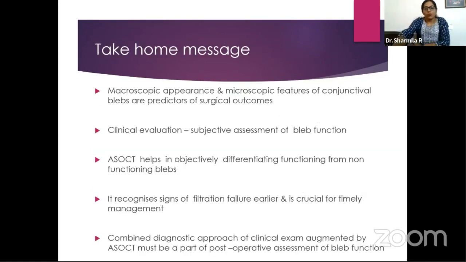So the take-home message here would be that the macroscopic and microscopic features of conjunctival blebs are predictors of surgical outcomes. A good clinical evaluation is definitely the gold standard, but it is very subjective. ASOCT helps in objectively differentiating a functioning from a non-functioning bleb. It recognizes the signs of filtration failure earlier, and it is very crucial for timely management. A combined diagnostic approach of clinical examination augmented by ASOCT must be a part of post-operative assessment of bleb function.